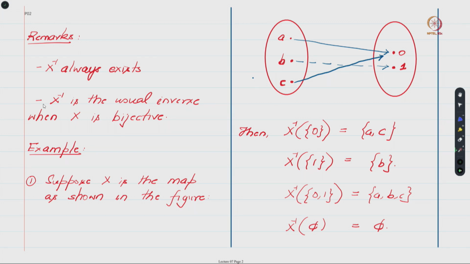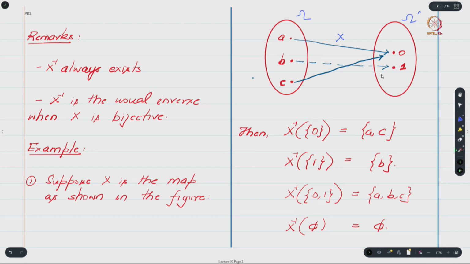Is this okay? So let us look at a quick example to understand this notion of an inverse map. Let us say x is the map that is given in this example, right. So in this case you have your omega here and you have your omega prime here. Omega is made up of these three elements a, b and c, whereas omega prime is made up of these two elements 0 and 1, right. And this function x maps a to 0, it maps c also to 0 and it maps b to 1.